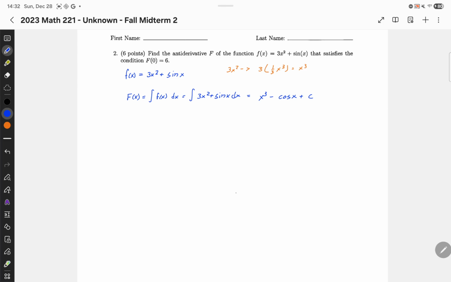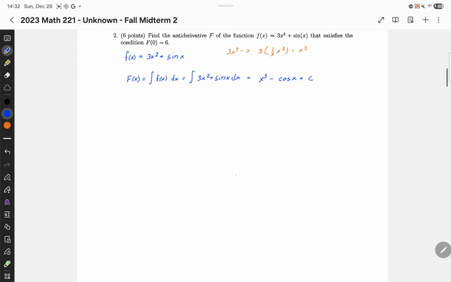We have to plug in this value to find the specific curve out of the family of curves. So we have that f of 0 is equal to 6. So this tells us that 6 is going to be equal to whatever we get when we plug 0 into this. So of course, that's going to be 0 cubed minus cosine of 0 plus c.